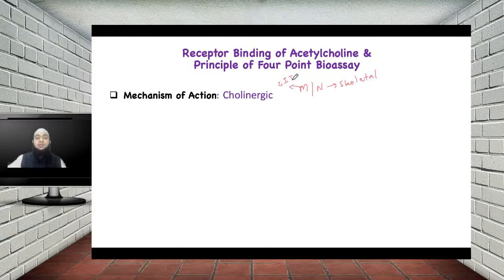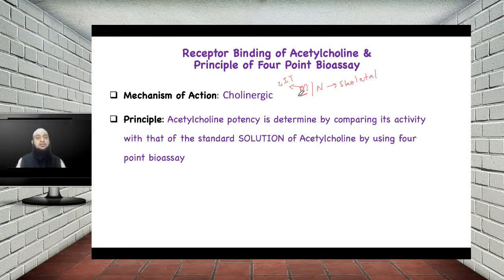In the GIT system muscarinic receptors are present, and since you are using a GIT tissue, that is the rat ileum, you are going to study the effect of acetylcholine on the muscarinic cholinergic receptor. So here the receptor that you are going to study is the muscarinic cholinergic receptor. Let's see what is the principle of this experiment.